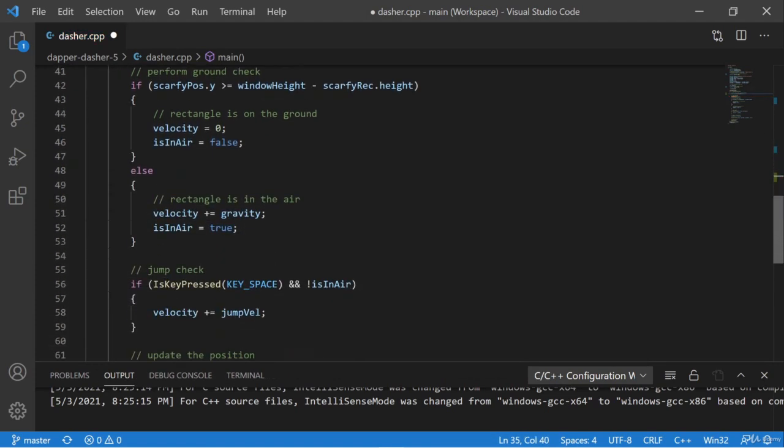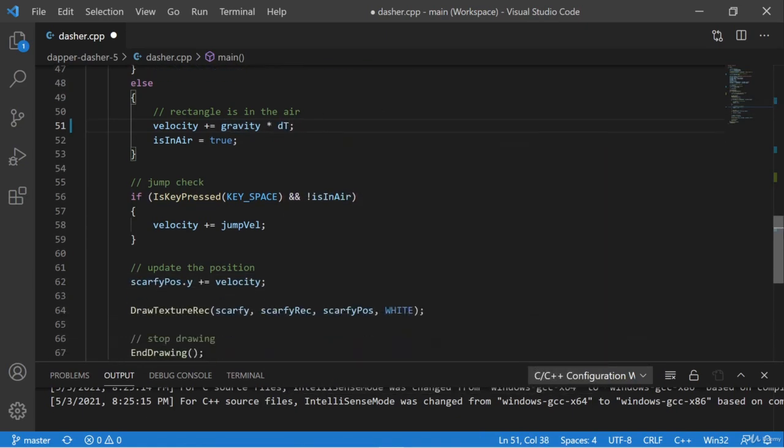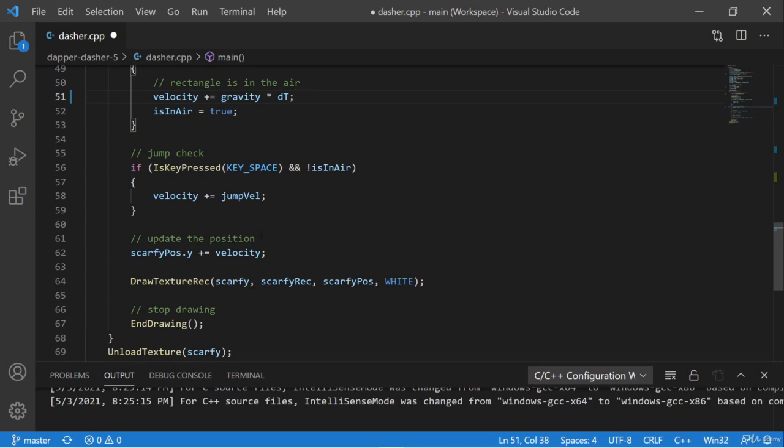Now let's go down to where we update velocity using the acceleration due to gravity. Gravity adds 1,000 pixels per second to the velocity every second, but we're updating every frame, which means we need to multiply by delta time. Now also, we must go down to where we update the position. The position is updated by velocity, which currently has units of pixels per second. So we need to multiply by delta time, so velocity has units of pixels per frame, and it's scaled by the amount necessary to give scarfyPos.y the exact amount necessary each frame so it's frame rate independent.